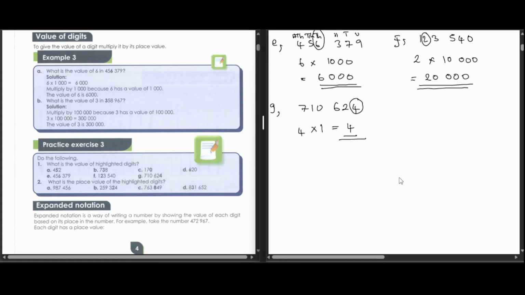Tinofanirwa kuappreciate, tofanirwa kuziva place value neabacus. Tikaziva izvozvo, then tichamultiply number yatiri kutsvaga its value by the place it is under. Like example panapa 6 are under thousands. That's why it's 6 times 1,000. 2 are under 10,000s. That's why it's 2 times 10,000. 4 are under units. That's why it's 4 times 1. Kuti tiwane 4. Now let us go to number 2.